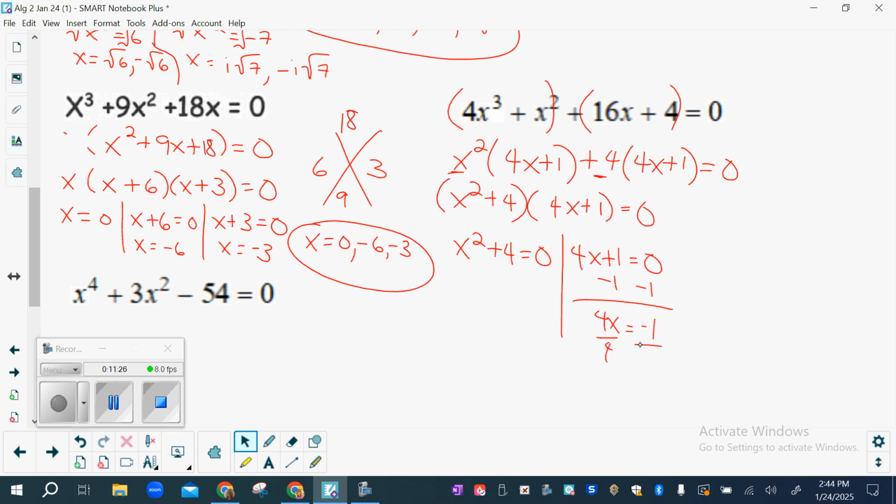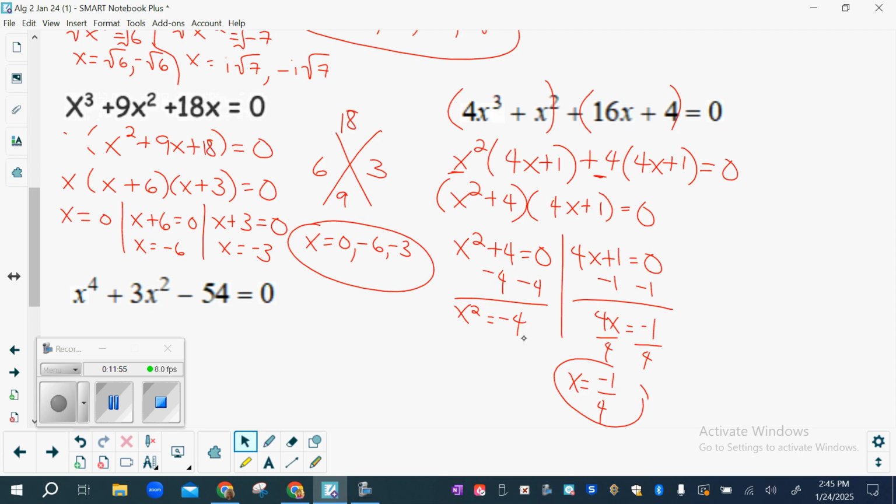Yep. And then, hold on a second. Let me catch up. Let me rewrite it again because this pen is wonky. The Wi-Fi is wonky. So what do you do on the first one? x squared plus 4 equals 0. You subtract 4 from both sides. And we get x squared equals negative 4.